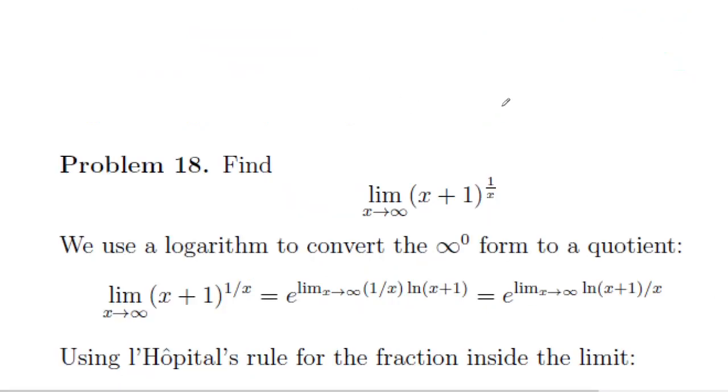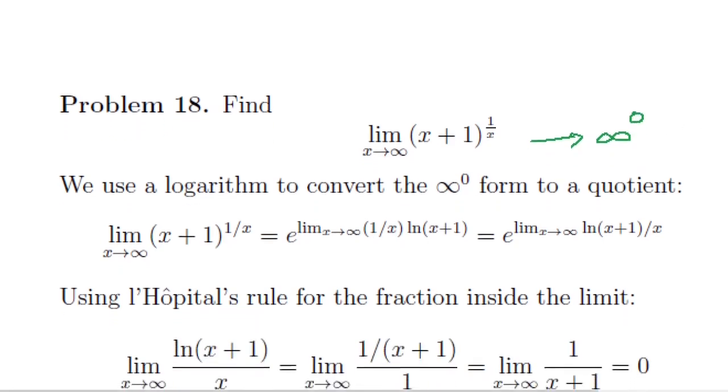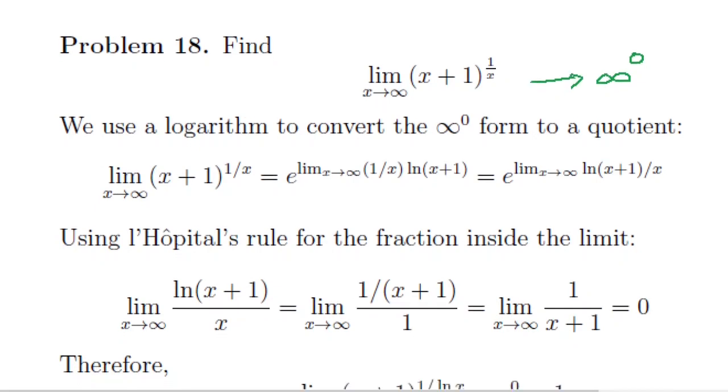In problem 18, we take a look at this limit, x plus 1 to the 1 over x as x goes to infinity. Notice that as x goes to infinity, inside the parentheses goes to infinity, while 1 over x goes to 0. So we have an indeterminate form, infinity to the 0. We use the standard procedure with the logarithm to change this to e to some limit that you see here. And here I've just written 1 over x times ln of x plus 1 as ln of x plus 1 divided by x. Now we calculate this limit.